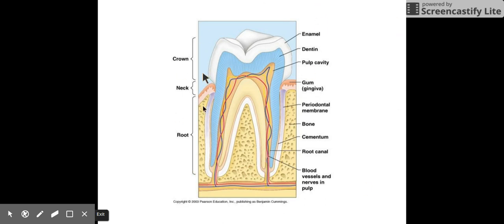So here is a cutaway of a tooth. Here you have the crown. This is the part that extends above the gum, above the gingiva. The neck is here at the gum line. Anything below that is the root. If you look at the tooth, you have a layer of enamel. Then you have dentin. Then underneath that, you have the pulp cavity. The pulp cavity has the nerve endings and the blood vessels, and those extend down into the root. So you have this dentin and then the enamel on the outside surrounding this pulp cavity.